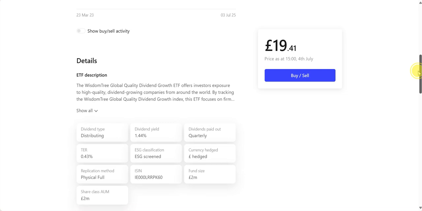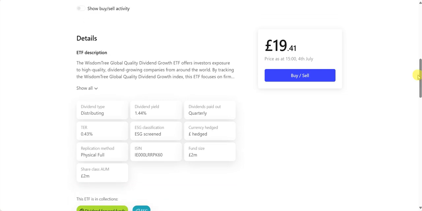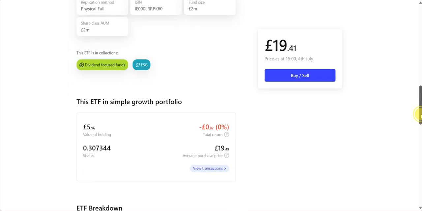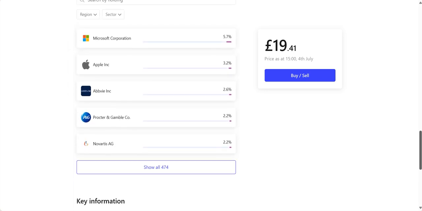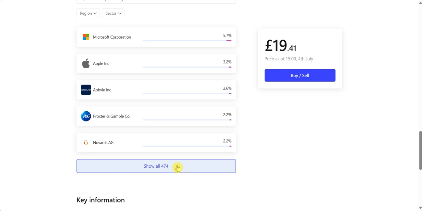Right. So this gives exposure to high quality dividend growing companies from around the world. It gives a dividend yield of 1.44%, which isn't loads. It's paid quarterly, and there's the cost there. Let's see what's actually in here. So you have 474 holdings.